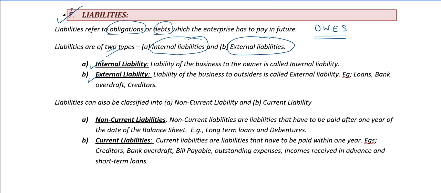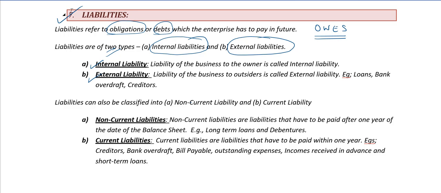An external liability is liability of the business to outsiders. It could be to a bank for loan borrowed. It could be for bank overdraft taken. It could be for payment to creditors. All these are examples of external liability. Liability of the business towards outsiders.